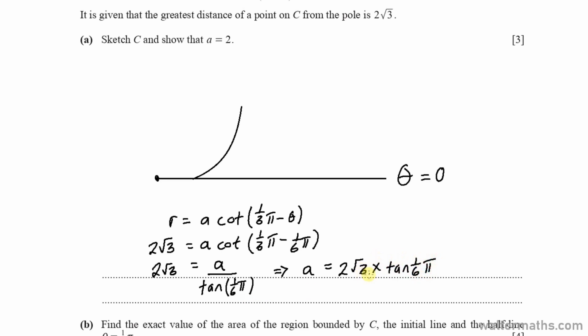And we know that tan of a sixth pi is 1 over root 3. So it's like 2 root 3 times 1 over root 3. And this means that the root 3 and the root 3 will cancel out. And we have our answer as 2. So that's how we can prove. Let's go on to part B.